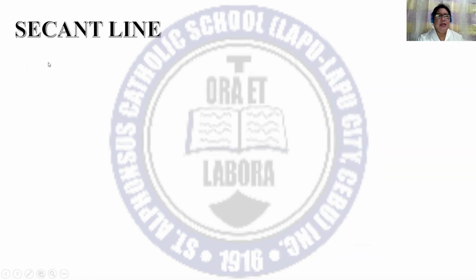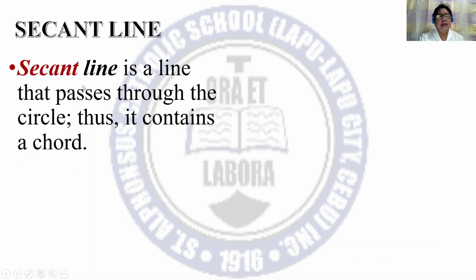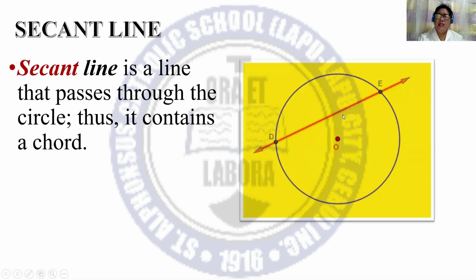Let us have secant. A secant line is a line that passes through the circle. Thus, it contains a chord. For example, this is a chord DE. And if it is extended, it becomes a line. So, this is now called secant DE. And the symbol is the symbol for line.